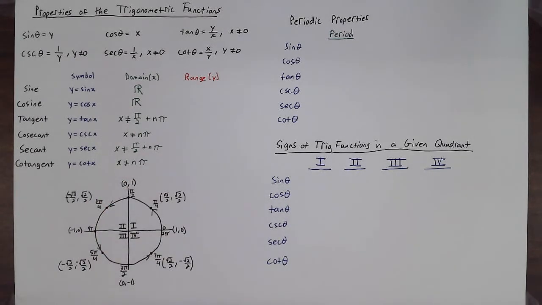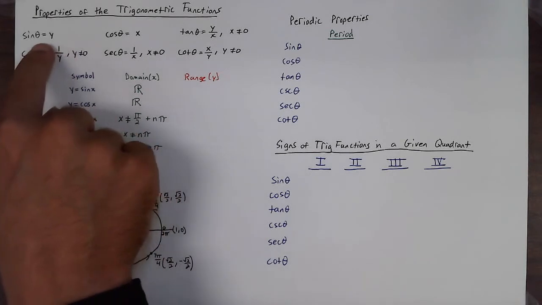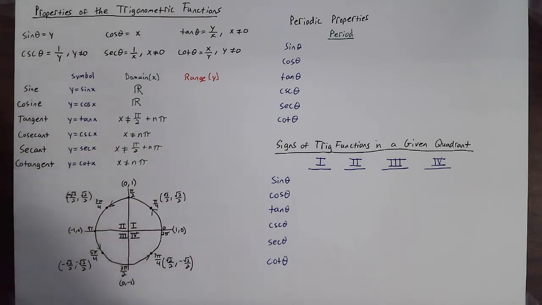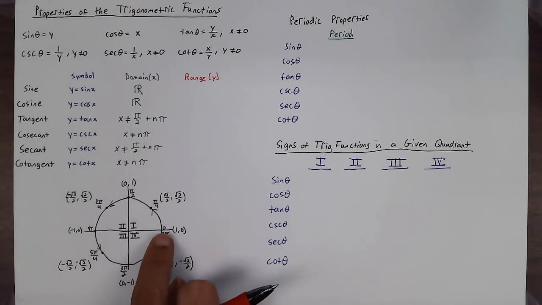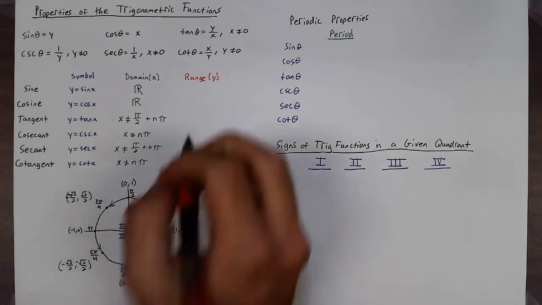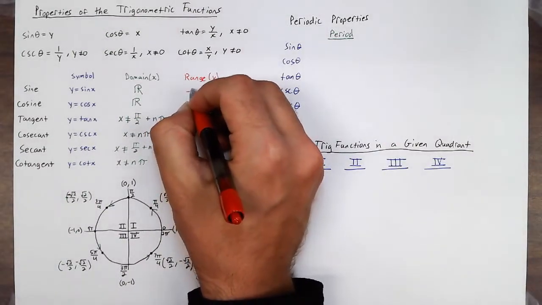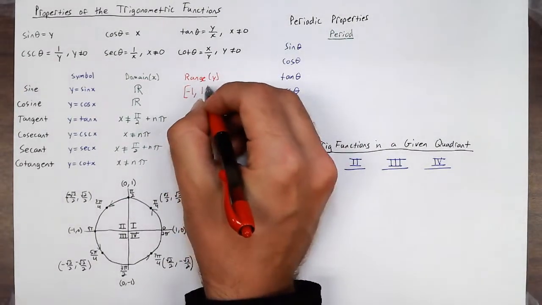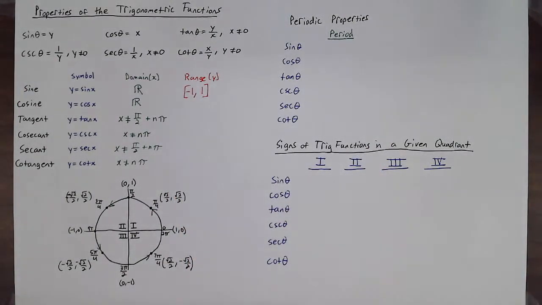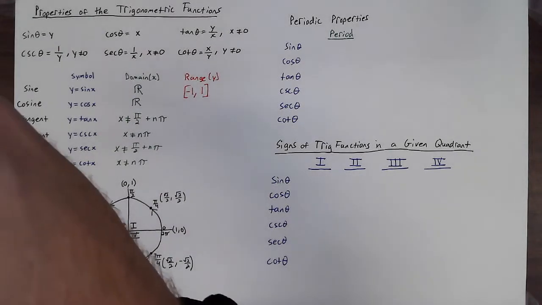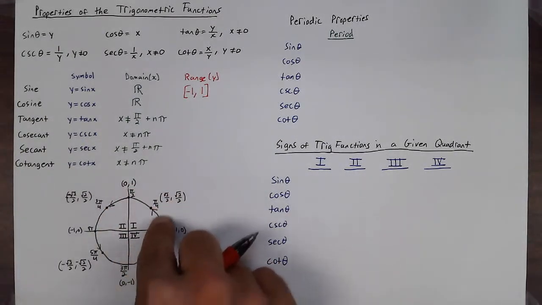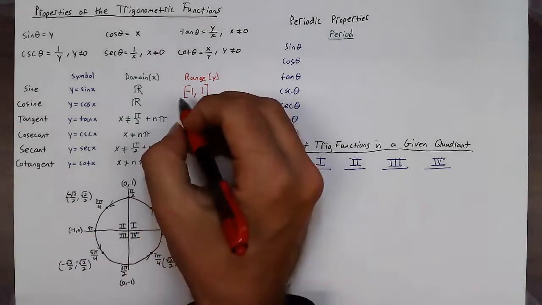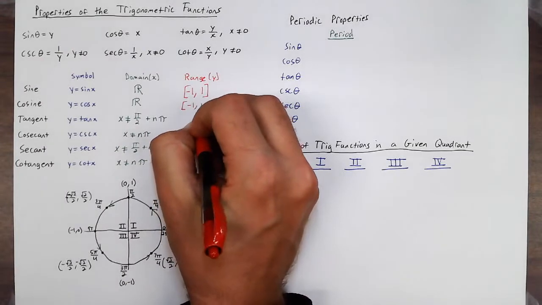So that's your domain. Now, range is what we get out. So what y's can we get for sine? Looking at our unit circle, we see that y can go as low as -1 and as high as 1. That would be the range of sine. It can't go past 1 or -1 in either direction, but it has all these values in between that it can hit. Same thing for cosine. It's between the x values of -1 and 1, so its range will be from -1 to 1.